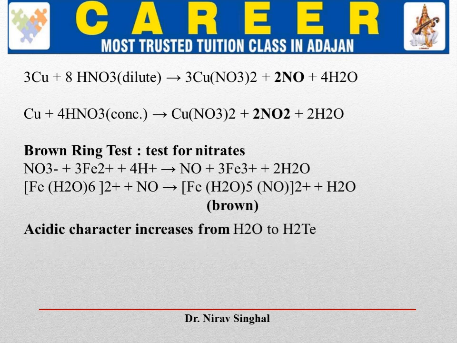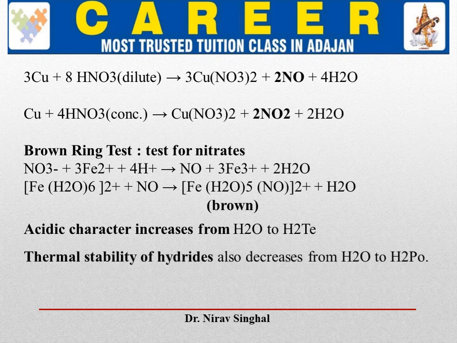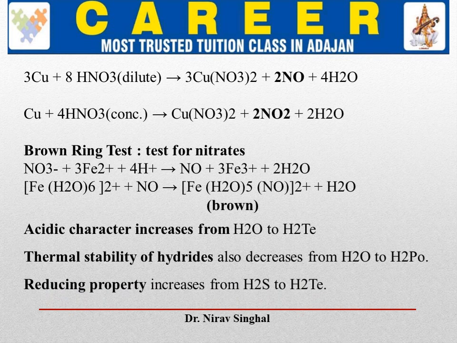Acidic character increases from H2O to H2Te. As we move down the group, the acidic character of group 16 hydrides increases. Thermal stability decreases from H2O to H2Po. Water is more stable in nature. Reducing property increases. As we move down the group, as the acidic nature increases, reducing property also increases.